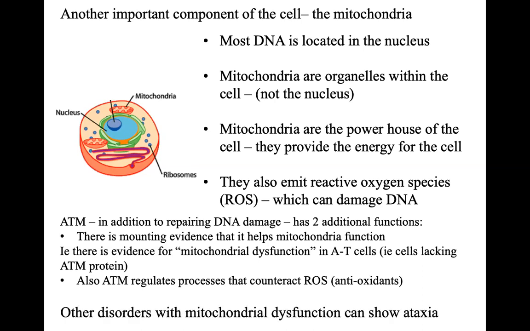We don't know, and it's an important question, how much this mitochondrial function might contribute to the progressive ataxia. But what is known is that there are some other disorders with mitochondrial dysfunction that do show ataxia. So I think there's really mounting evidence that the progressive ataxia of AT may be derived from multiple factors, and the impact of dysfunctional mitochondria could well be a contributing factor.